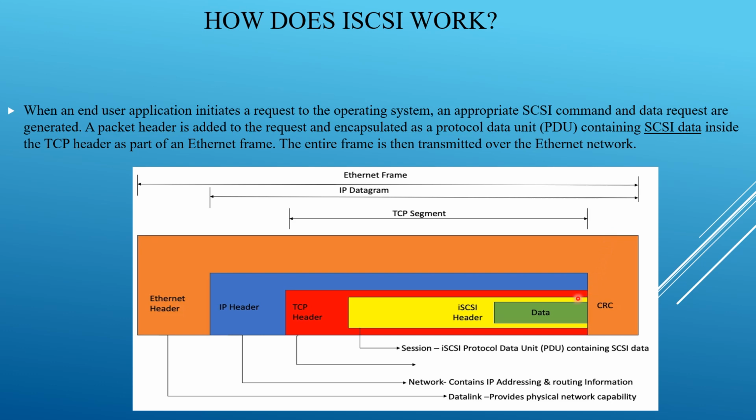The TCP segment will be from the IP header to the TCP header. The IP datagram will be from the IP header to the data, and the Ethernet frame will be the total, as we can see in the diagram.